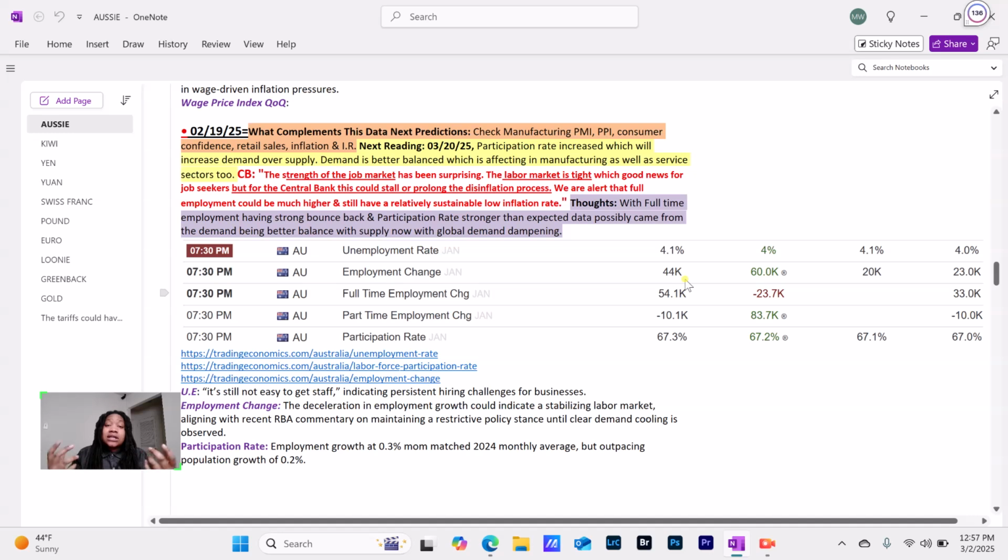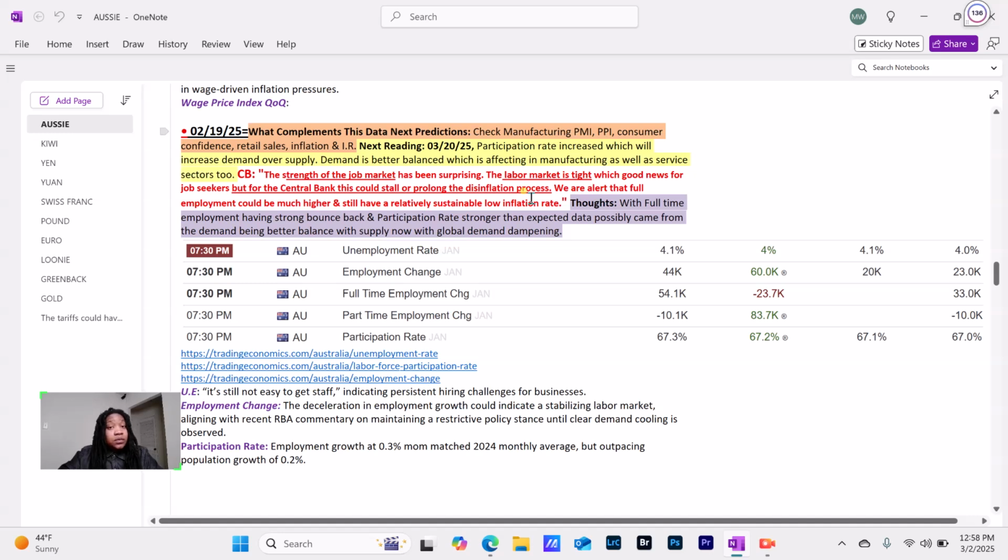consumers are looking for the Reserve Bank of Australia to cut rates, they're feeling it, right? But if the labor market is still tight, when they say tight, that means the labor market is strong in that economy. They're not going to cut rates. And you'll start to notice, get into the mind of what the Reserve Bank or these analysts are looking at. That way you can better position yourself in the trade. And so what the central bank said, it said the strength of the job market has been surprising. The labor market is tight, which means strong, which is good news for job seekers, but for the central banks, this is what we need to pay attention to when we're trading.